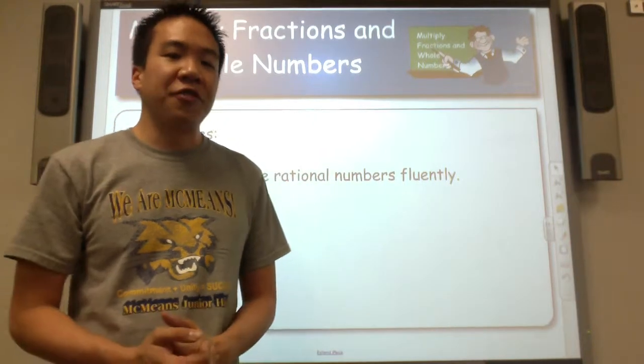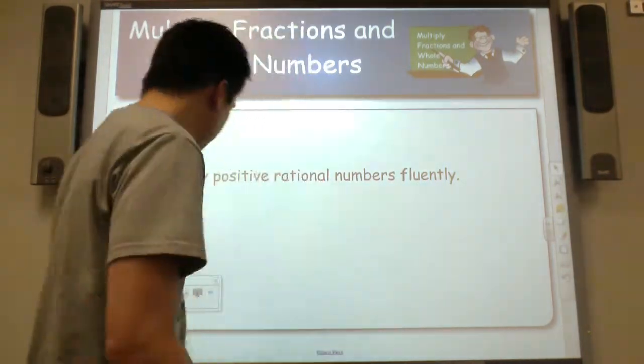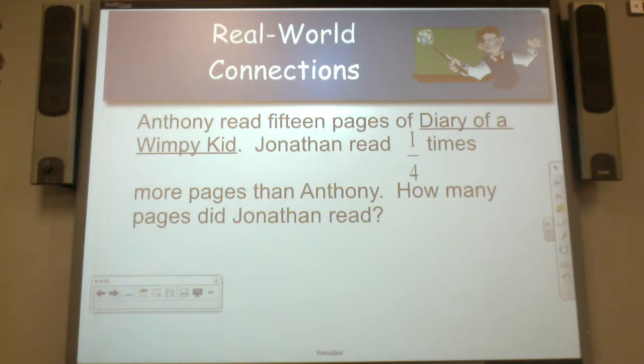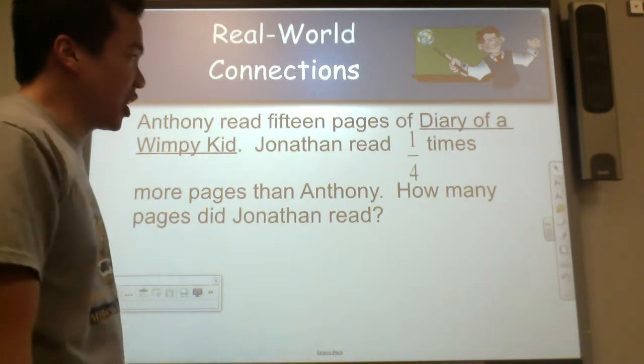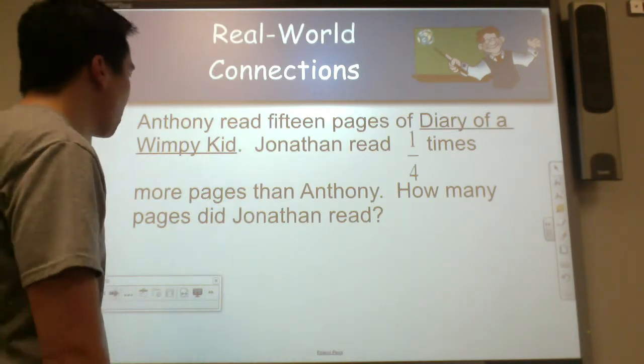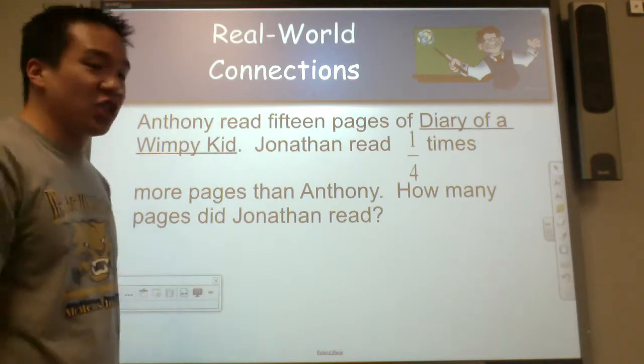Today we're going to multiply fractions and whole numbers. Anthony read 15 pages of Diary of a Wimpy Kid. Jonathan read 1/4 times more pages than Anthony. How many pages did Jonathan read?